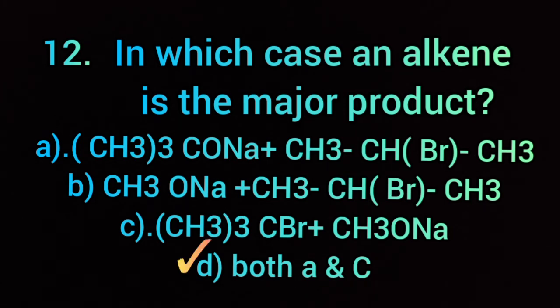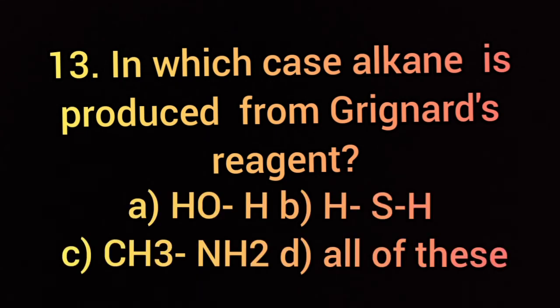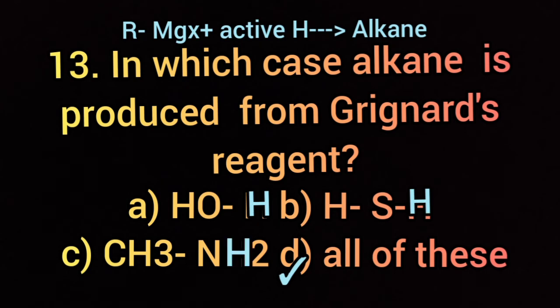Each of the active hydrogen atoms makes the Grignard reagent produce an alkane. Water, H2S, CH3NH2, all of these. Yes, the hydrogen atoms attached to sulfur, oxygen, nitrogen are active hydrogen atoms. When active hydrogen atoms come in contact with Grignard reagent, it gives an alkane.